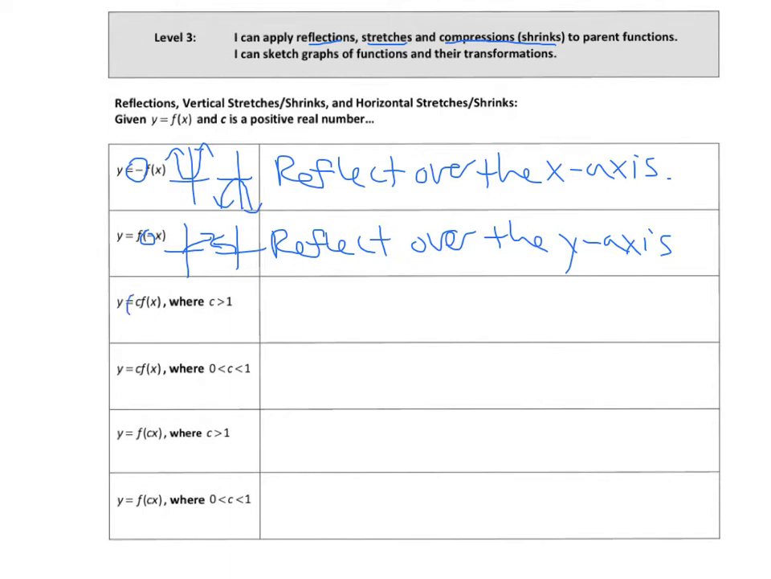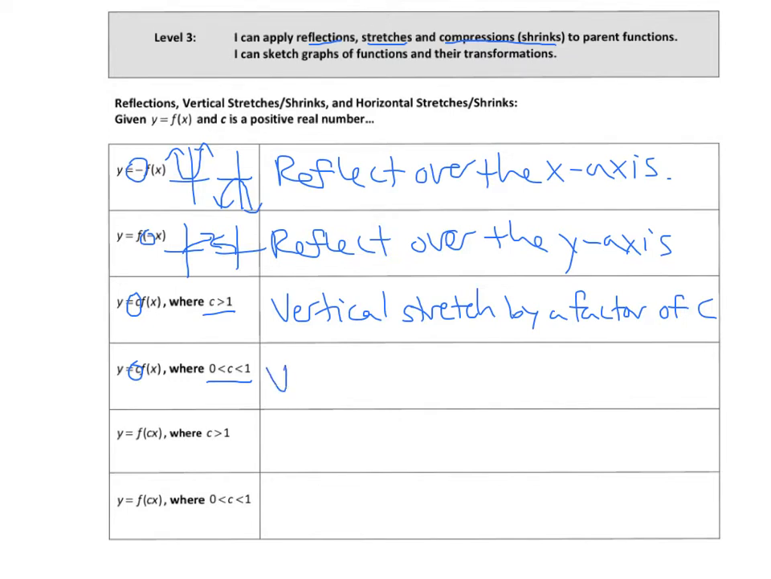Now, if you have a number in front of the function, again, anything outside affects it vertically, it affects the y values. If that number c is greater than 1, it is a vertical stretch by a factor of c. So if you had a 2 in front, the function would get twice as tall. If that number in front is between 0 and 1, so something like 1/2 or 1/3, it would be a vertical compression, which is the same as a shrink by a factor of c. So if you had a 1/2 in the front, the function would get half as tall.